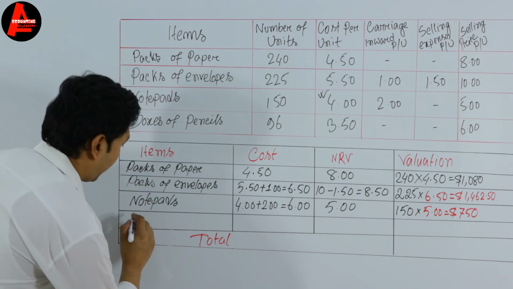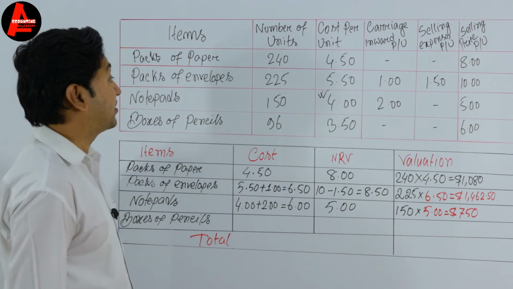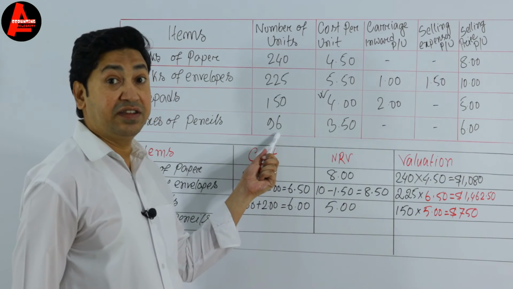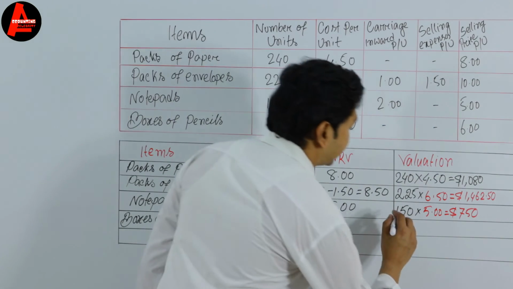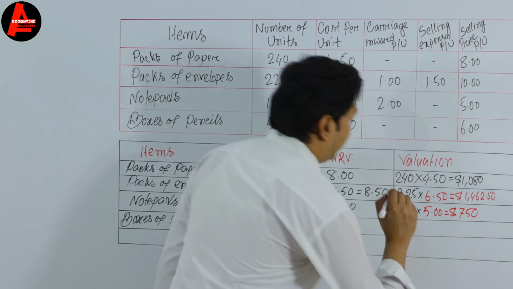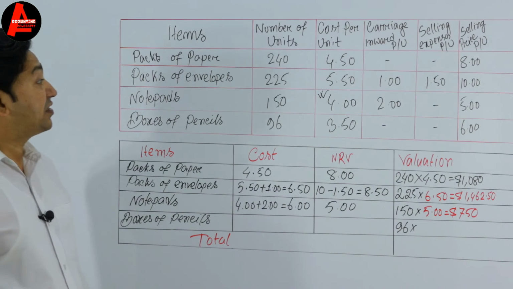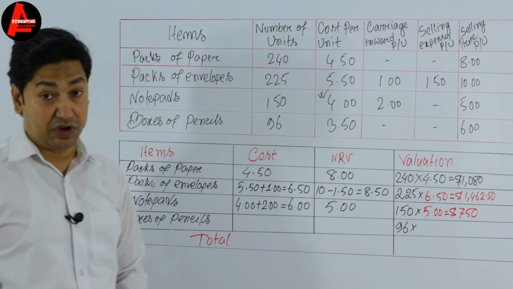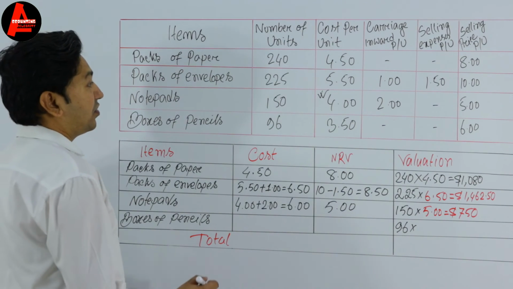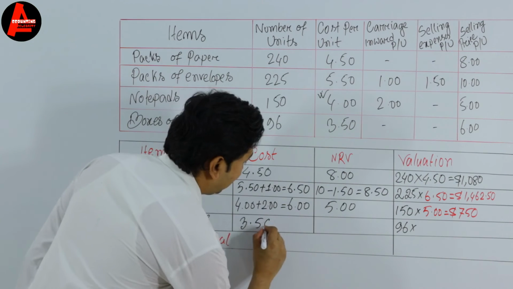Now the last one is boxes of pencils. Let us write it here. How many units? We see here 96 units, so we will write 96 first. Now we will check the cost price. Here cost price is $3.5 per unit. There is no carriage inward, so we will write the cost price $3.5.